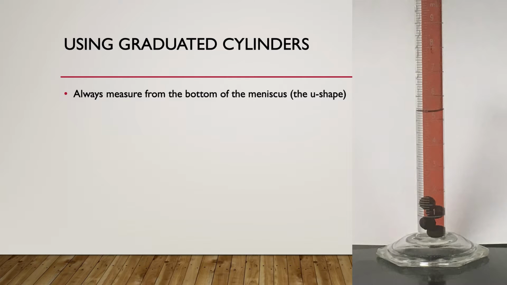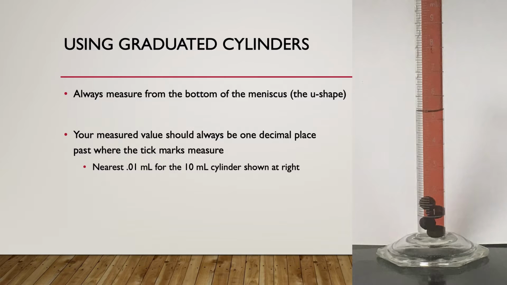So, similar to how we were looking at the lengths a second ago in terms of how many decimal places we want to give, when using graduated cylinders, in terms of the number of decimal places we want to show, we always want to give one decimal place further than whatever the tick marks of the graduated cylinder itself represent.